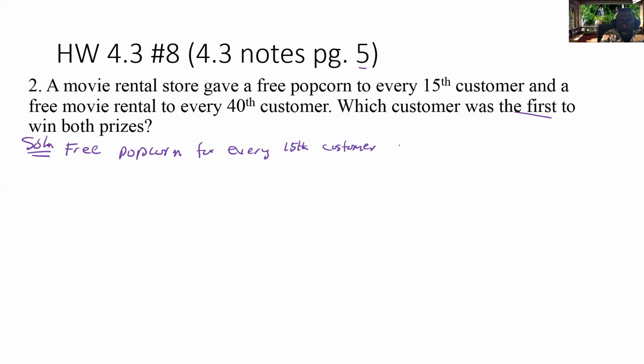Okay, what does this mean? So we have it for every 15 customers. The first person to receive a free popcorn will be the 15th customer, the 30th, the 45th, the 60th customer, and so on. So you can see that you have 15, you got to 30, you got to 45, you got 60.